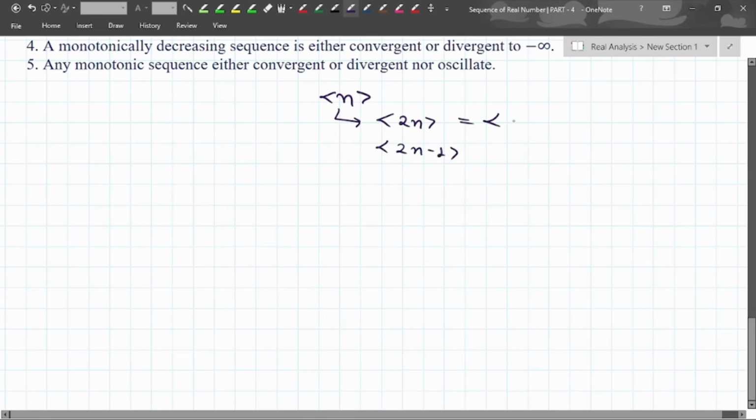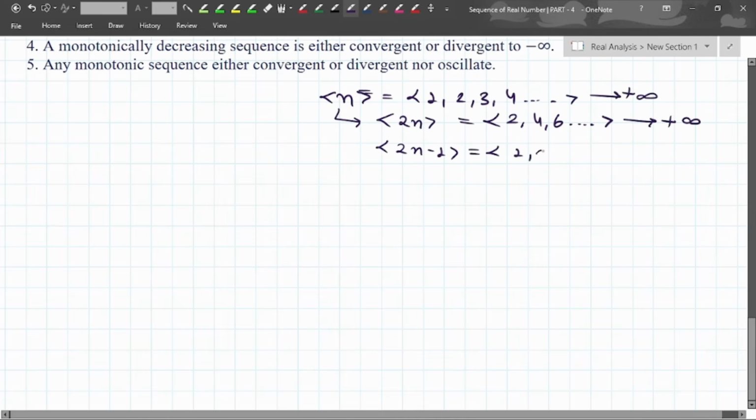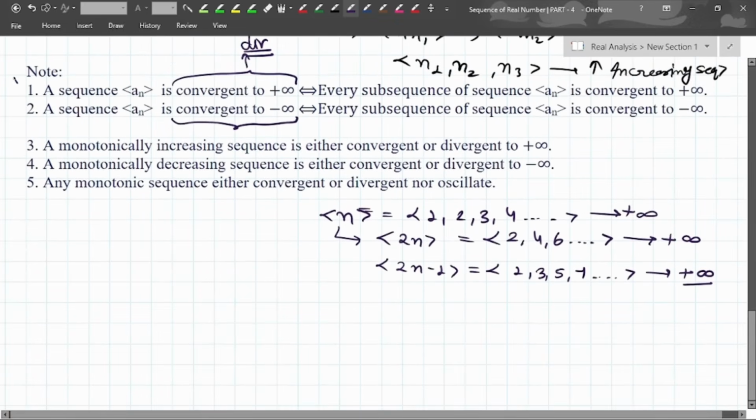It means that I can take 1, 2, 3, 4 up to infinity, and then it will be 2, 4, 6, only the even numbers. Then it will also go to positive infinity. If I take 1, 3, 5, 7, the odd numbers, then it is also going to positive infinity. This is what we are understanding here.